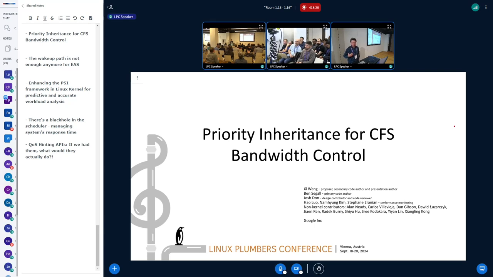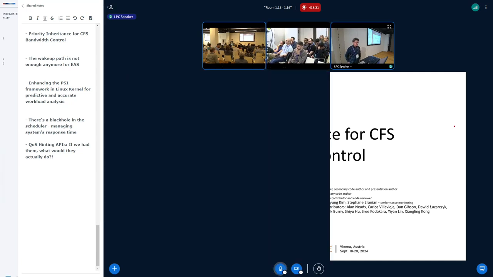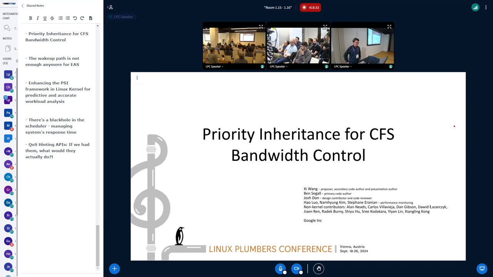We often want to throttle certain CFS tasks to make room for other tasks. This creates a situation, what I call a quasi-priority, and we can get into priority inversion. This means priority inversion can be everywhere, no longer limited to real-time systems.